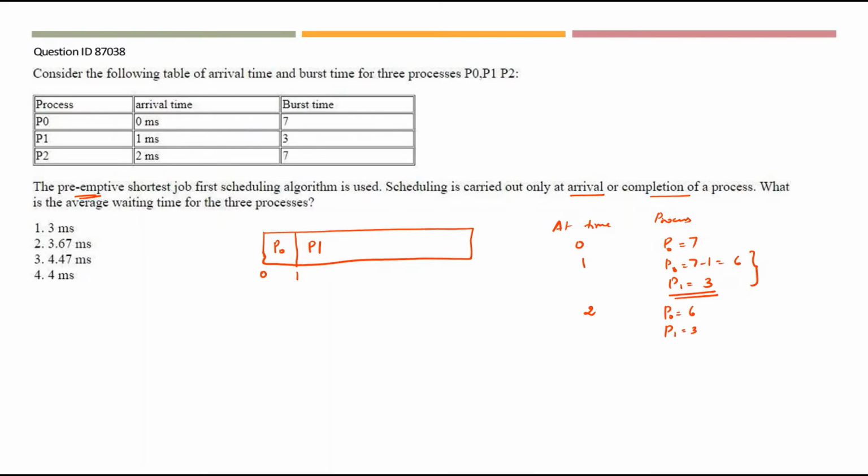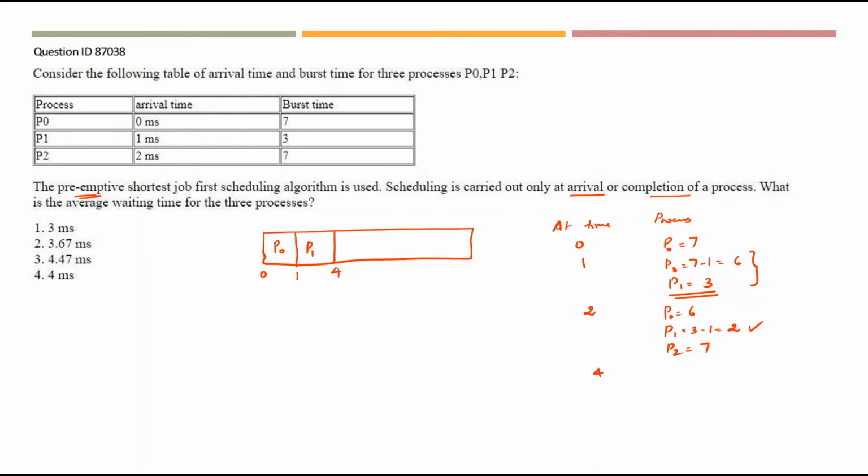P1 is equal to 3 minus 1, which is equal to 2. We have another process coming in, P2 with the burst time 7. Now if we choose the shortest job, it is P1 again. So we can complete P1. Again and again it is going to be reduced only. So at time 4 milliseconds, P1 will complete its job.